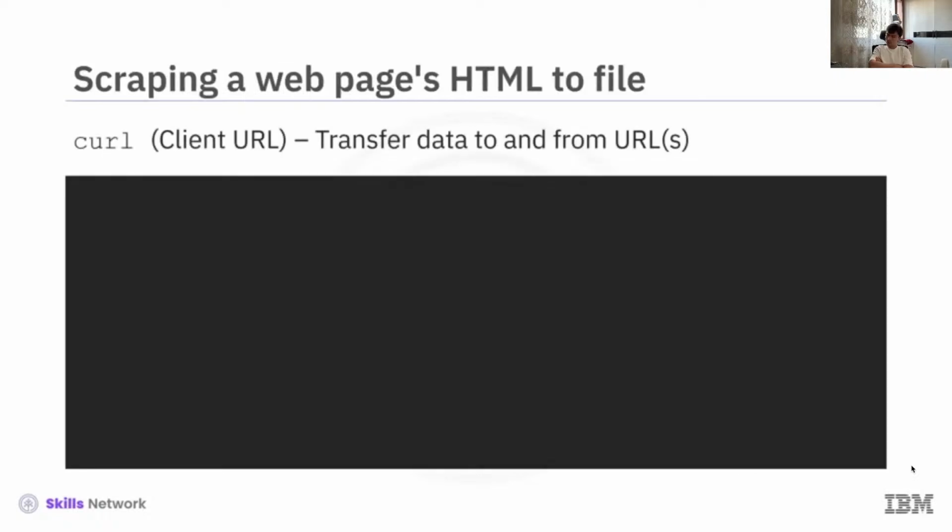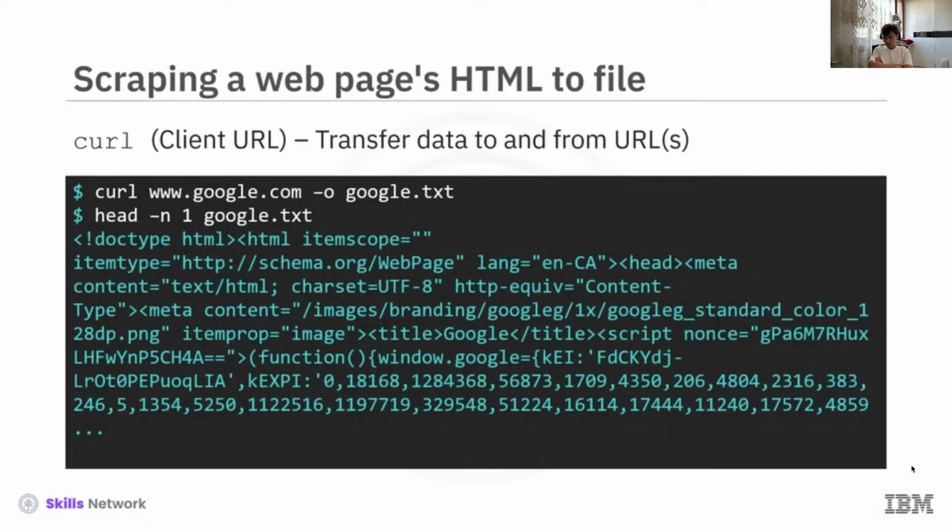You can even get curl to write the contents of a URL to a local file. This is done using the -o option. For example, you can enter curl www.google.com together with the -o option and a file name such as google.txt. You can then view the contents of google.txt using the head command and verify that the file contents indeed match the previous output.